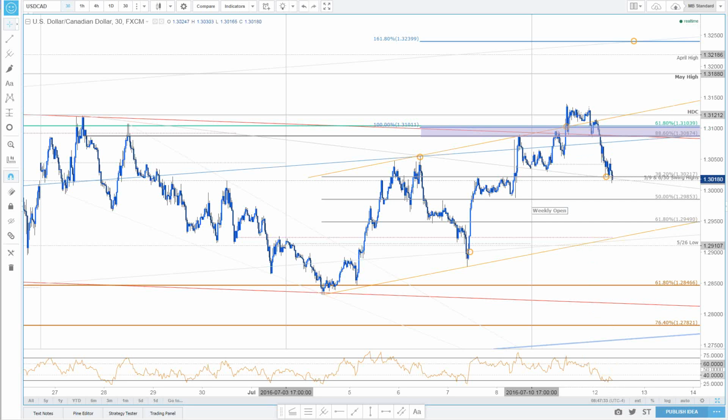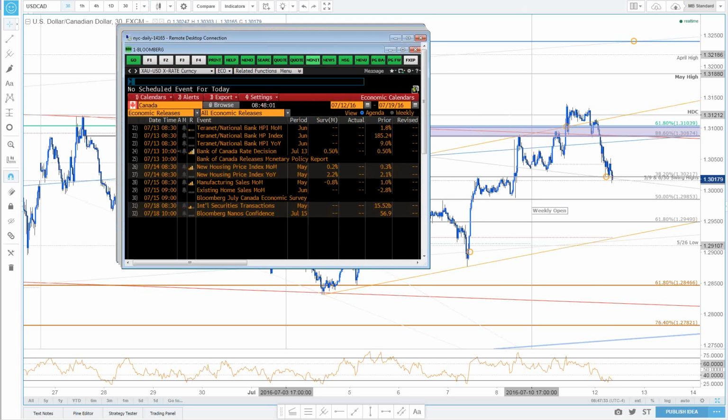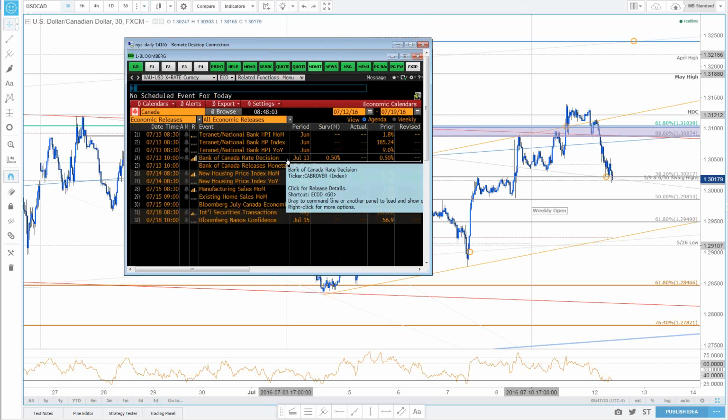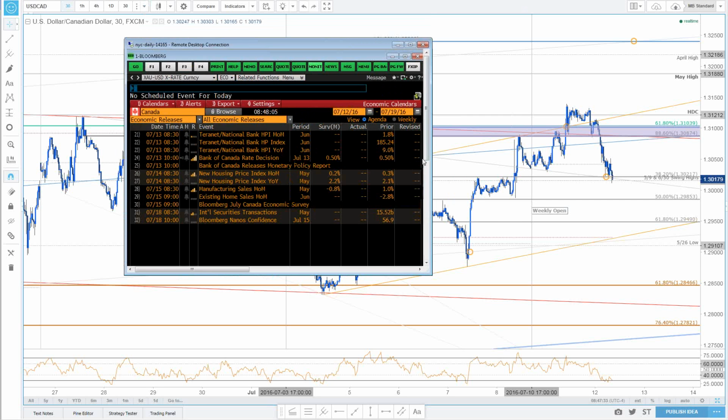Any questions on dollar CAD? A quick reminder, tomorrow obviously is the Bank of Canada interest rate decision, widely expected to hold rates at 0.5%. Obviously, the commentary in the monetary policy report accompanied with the release is really where you'll have the biggest impact, not necessarily the interest rate itself.